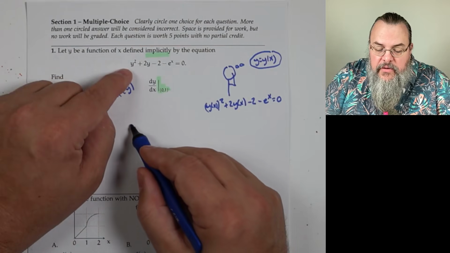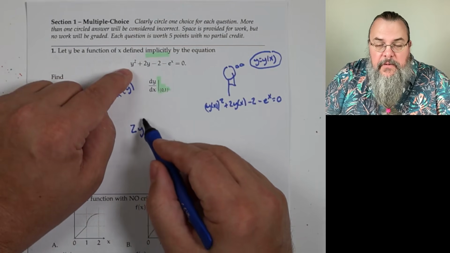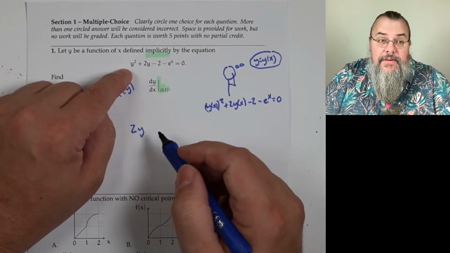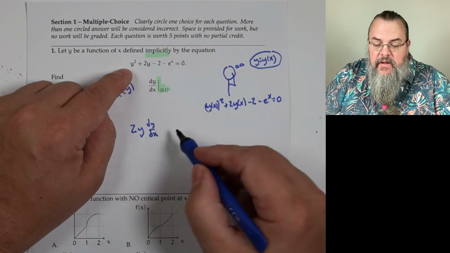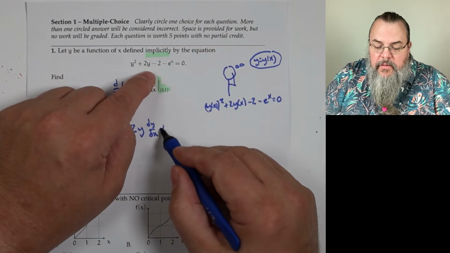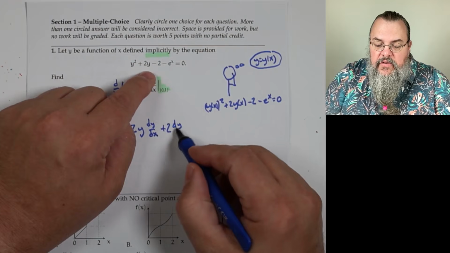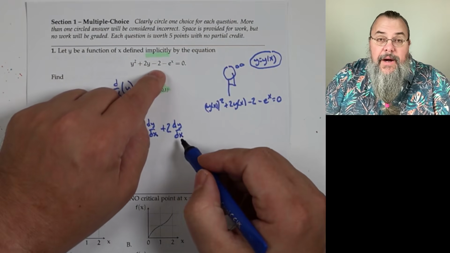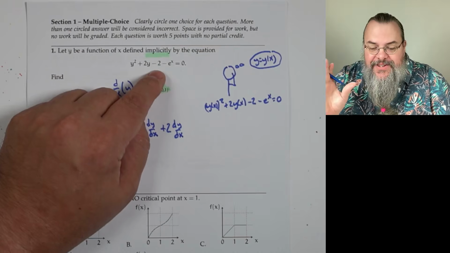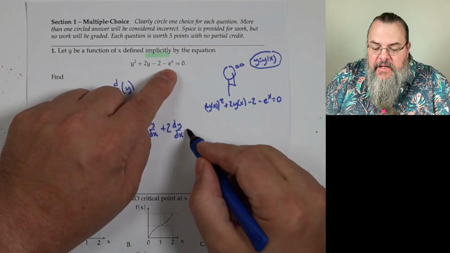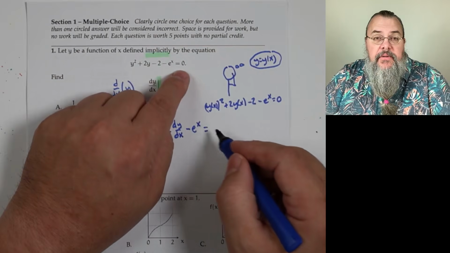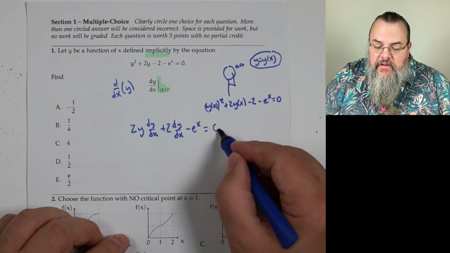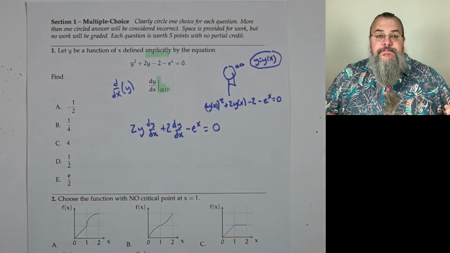Well, chain rule. 2 comes down, y to the first power times the derivative of y with respect to x, dy/dx, plus 2 times the derivative of y with respect to x, which is dy/dx. Derivative of minus 2, 0. It's a constant. Derivative of e to the x with respect to x, e to the x. And that equals the derivative of this side with respect to x. Derivative of 0 is 0.